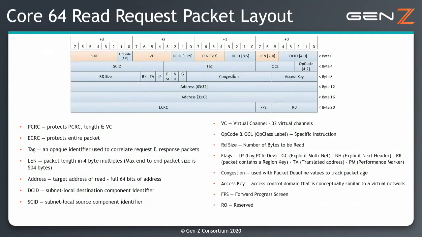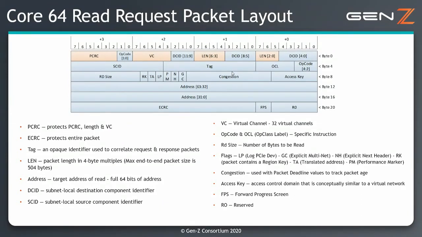Now let's dive into the packet format of Gen Z. Shown is an example of a request packet. This particular packet is from a Core 64 opclass and is a read request opcode. Let's look at it. Simply stated, this is a packet originating from a requester that wants to read a location. The packet obviously needs to contain the component information, what device has the information, and it also has to have the address of where that data exists.